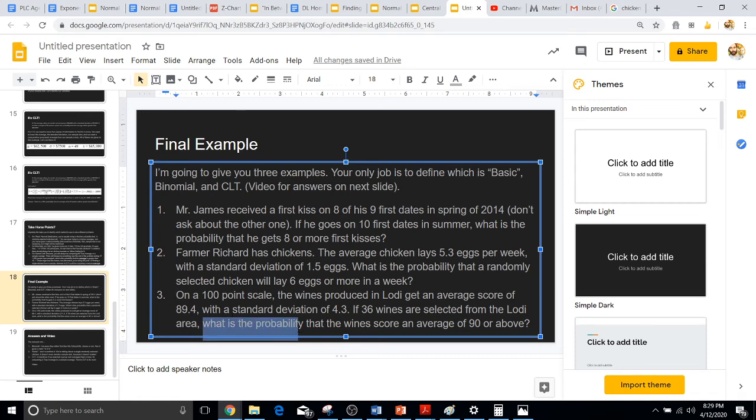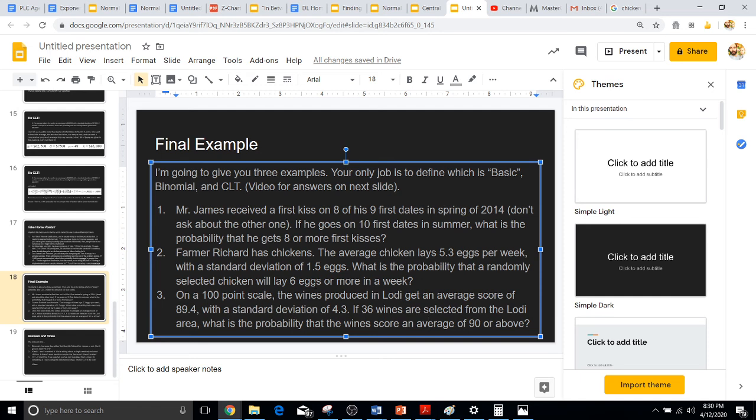So the main thing you should probably be reading into this is the very last sentence. It says, what is the probability that the wines score an average of 90 or above? And average is the word you really want to look at. The main difference between this one and number 2 is that in this one, we're talking about a given sample and we're talking about comparing averages. We already know what the average of all wines is because that's listed right here. What we don't know is what the average of these specific 36 wines is going to be. And we're approximating that it'll probably be close to this 89.4, but what if it was 90 or above?